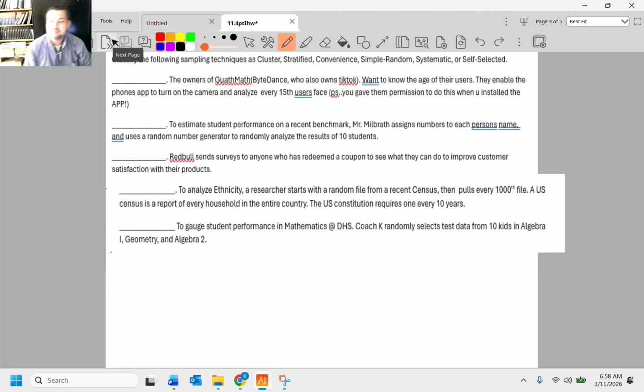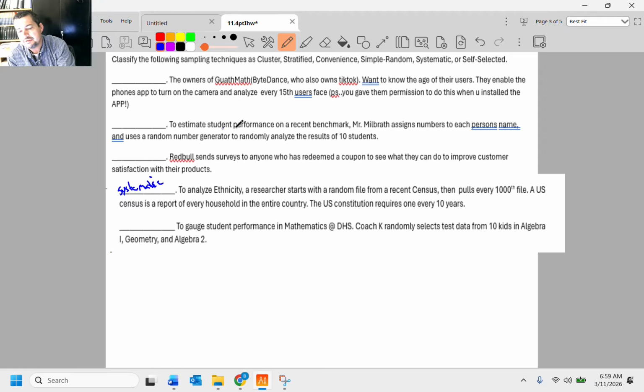Which of the following sampling techniques identify the following sampling techniques as cluster, stratified, convenient, simple random, systematic, or self-selected? Let's see here. To analyze ethnicity, a researcher starts with a random file from a recent census, then pulls every 1,000th file. That's systematic, no doubt. Oh, I cannot spell this morning.